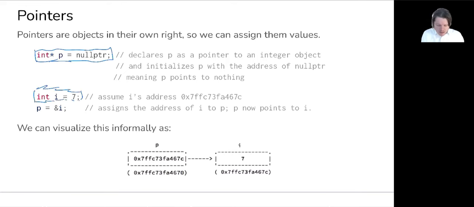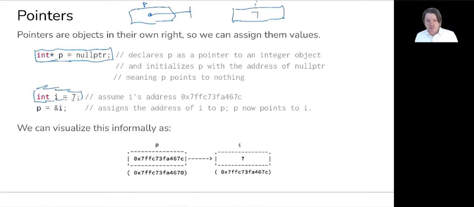So at this point, we have P out there in memory pointing to nothing. We have I out there in memory storing the value of 7. Both P and I have addresses. And the whole point of our pointer in this example is going to be to get the address of I and store it as P's value. Now, we said get the address. So how do we go about and do that?